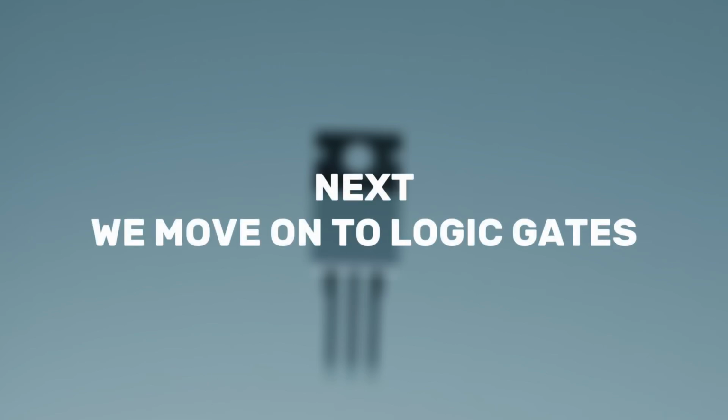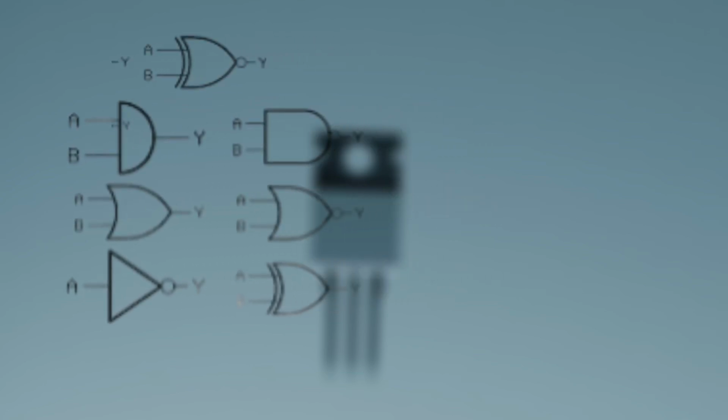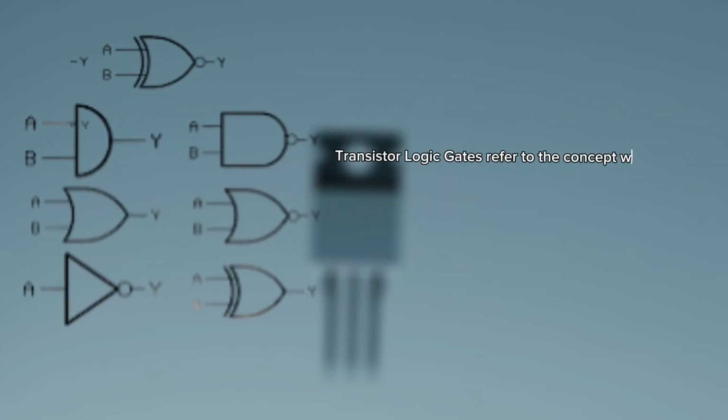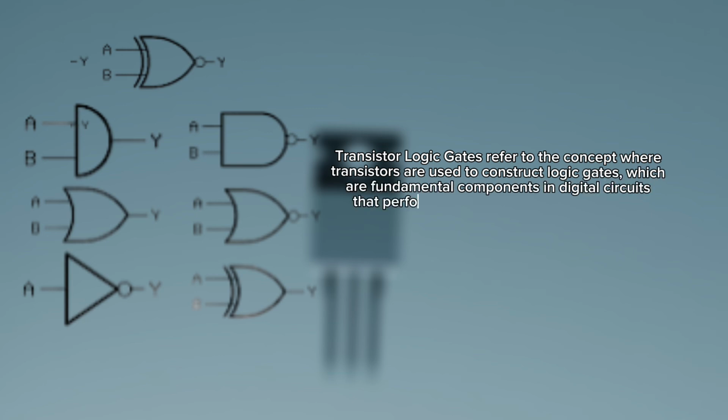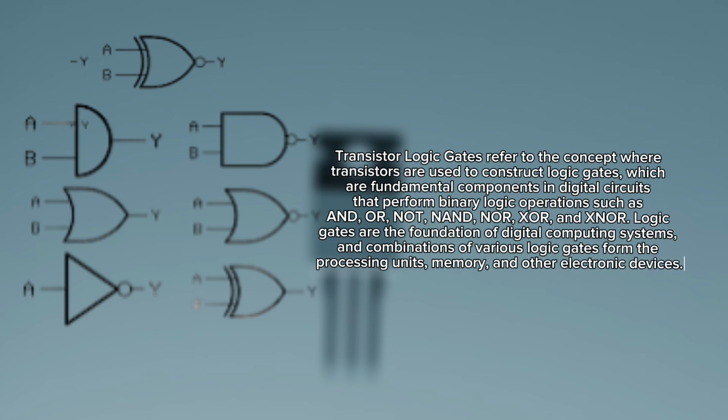Next, we move on to logic gates. What are logic gates? Transistor logic gates refer to the concept where transistors are used to construct logic gates, which are fundamental components in digital circuits that perform binary logic operations such as AND, OR, NOT, NAND, NOR, XOR, and XNOR. Logic gates are the foundation of digital computing systems, and combinations of various logic gates form the processing units, memory, and other electronic devices.